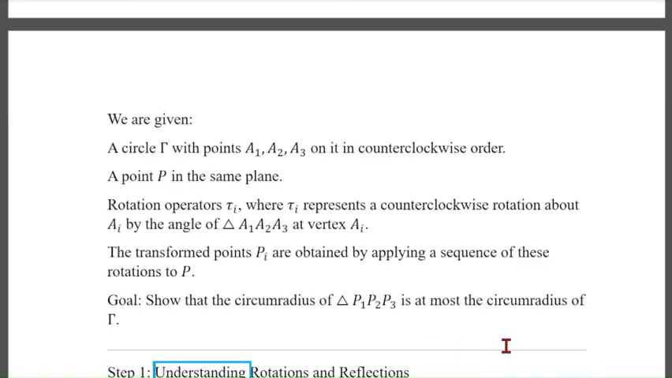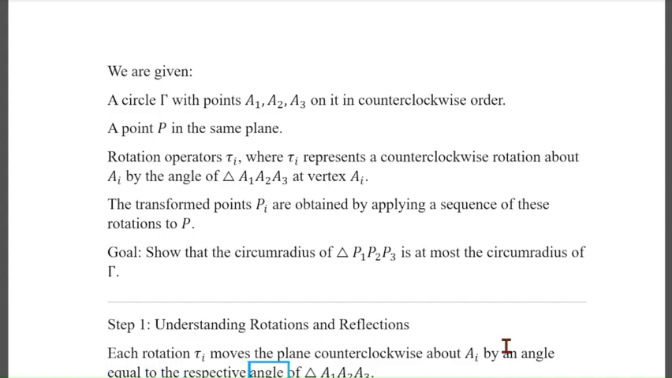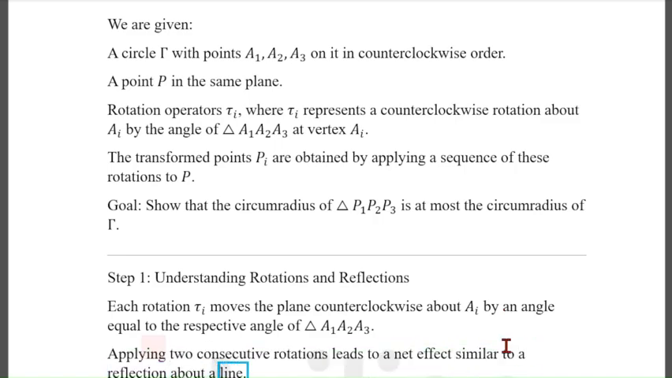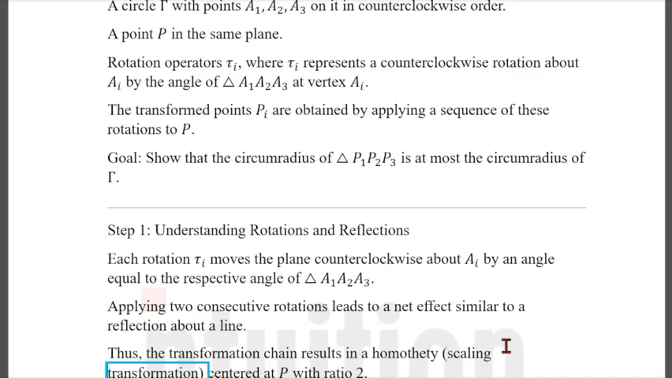Step 1. Understanding rotations and reflections. Each rotation τ_i moves the plane counterclockwise about A_i by an angle equal to the respective angle of A_1, A_2, A_3. Applying two consecutive rotations leads to a net effect similar to a reflection about a line. Thus, the transformation chain results in a homothety, a scaling transformation centered at P with ratio 2.